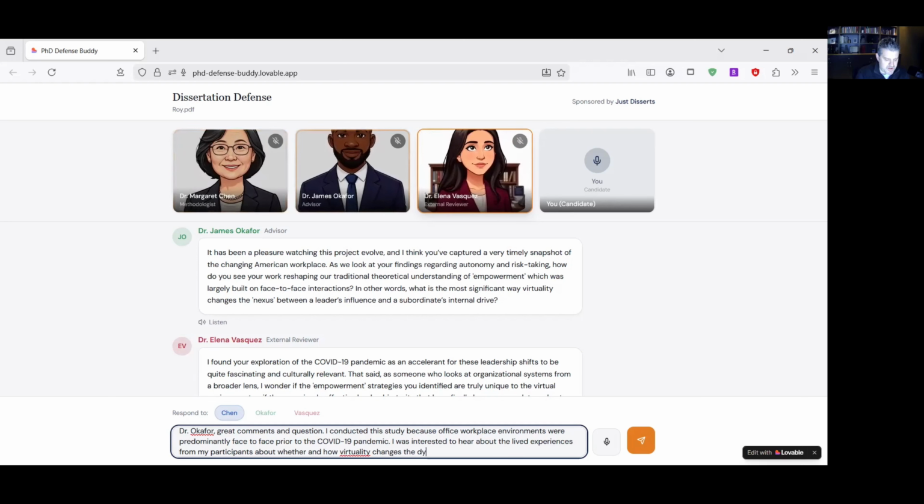the dynamic related to autonomy and risk taking, or whether it's simply an extension of what we have come to know from face to face leadership and followership. Let's see how he responds.